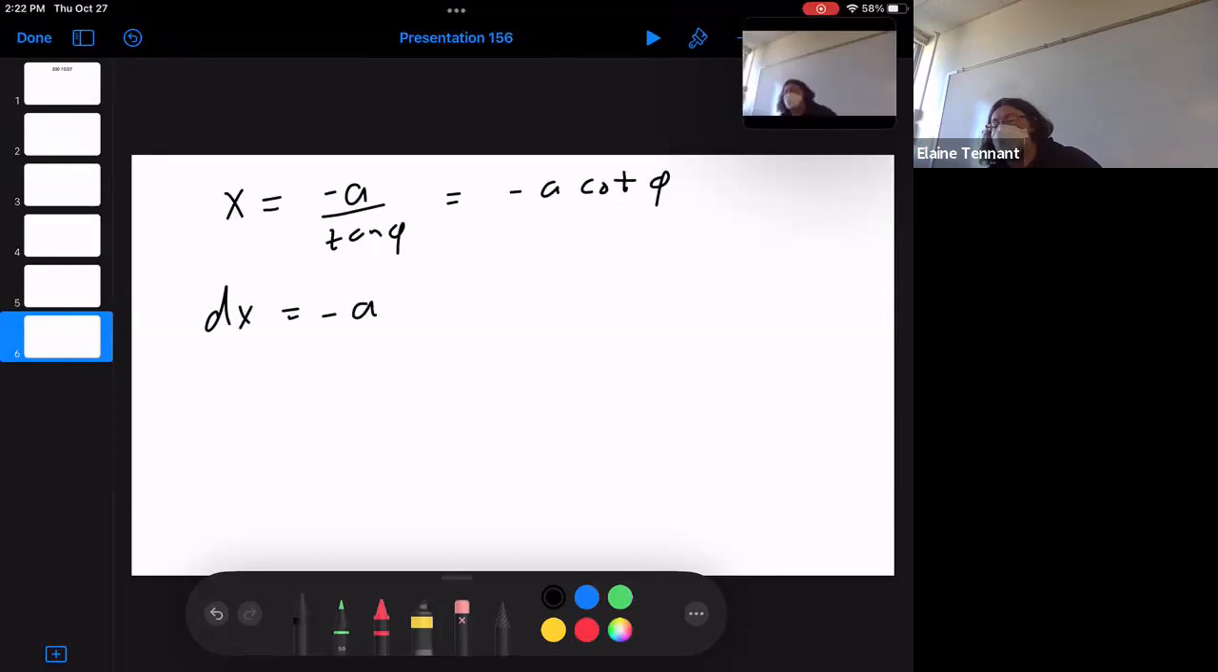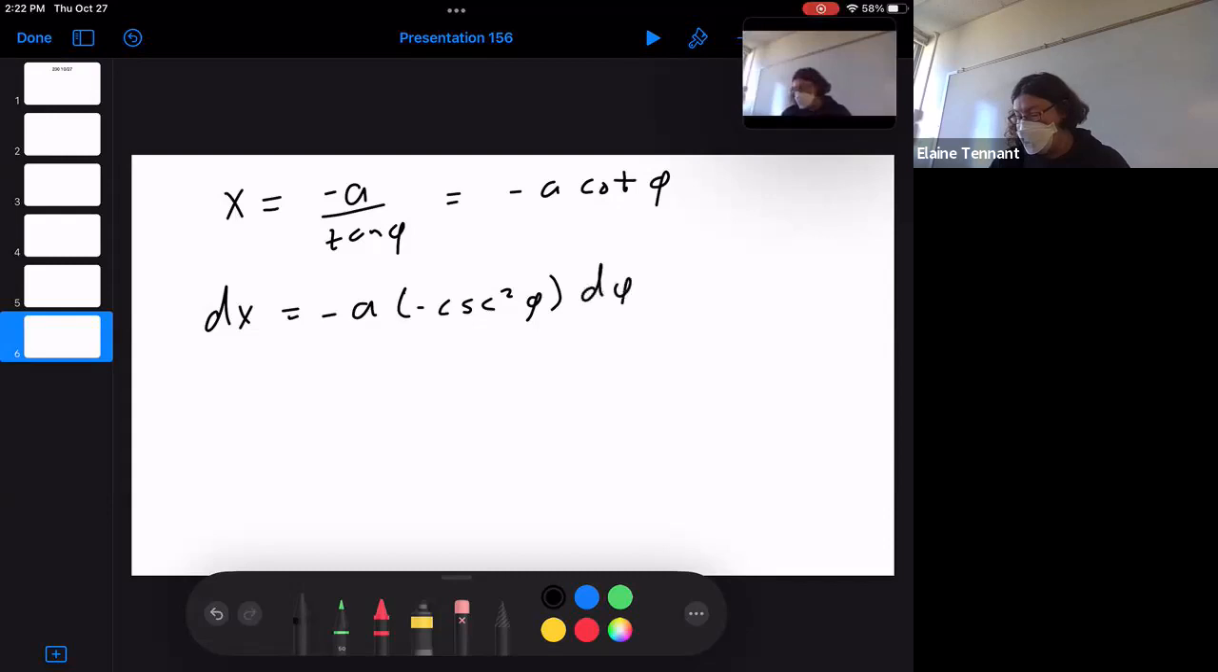But here's the big question. What is the derivative of a cotangent? And I actually am super happy that no one knows this off the top of their head. It's not something you should really waste brain cells on. It is negative cosecant squared. Certainly not something I have memorized. Okay, negative cosecant squared, but then we're taking the derivative of the inside as well. So we have a d phi there.